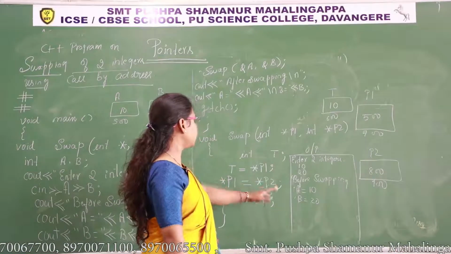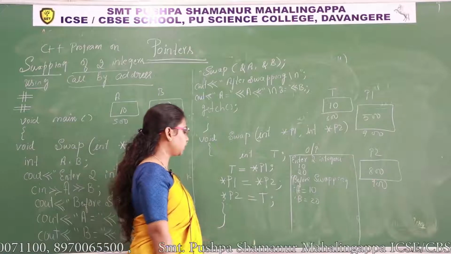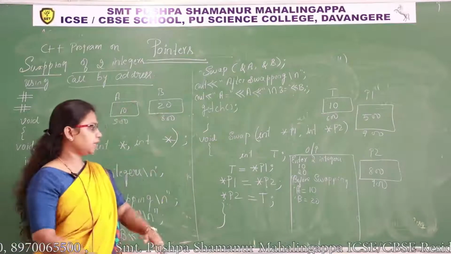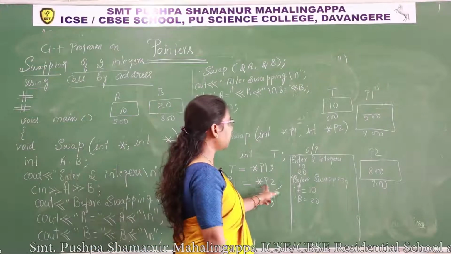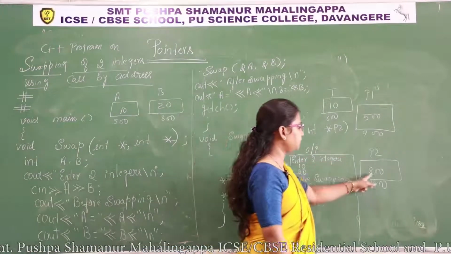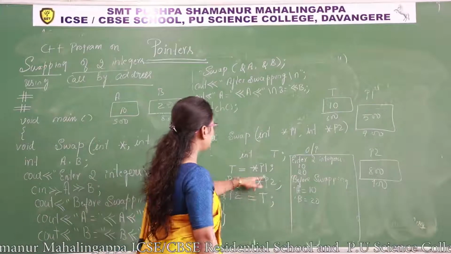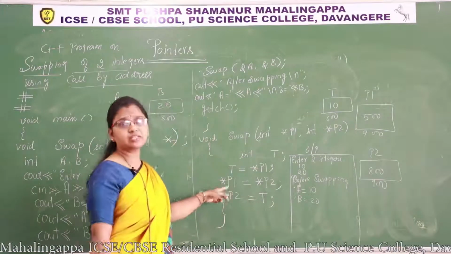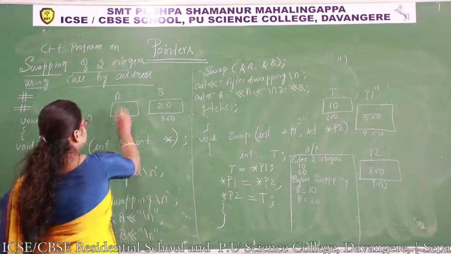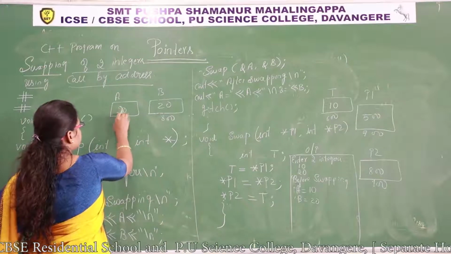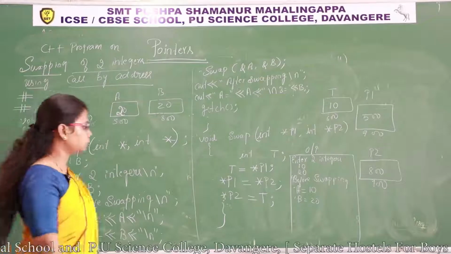Next, star p1 is equal to star p2. Star p2, you all know the rule, how the assignment operator works here. The right part will be assigned to the left side variable. Star p2. p2 means 800. Star p2 means b. 20 will be assigned to star p1. Star p1 is nothing but a. So 20 is stored in a. Now a becomes 20. The previous value is overwritten by the new value.